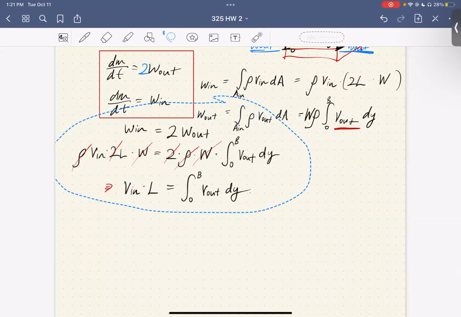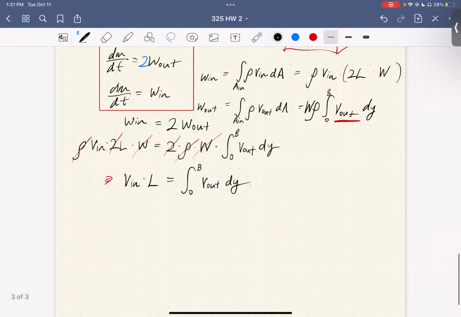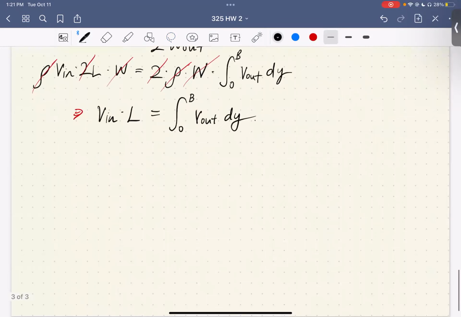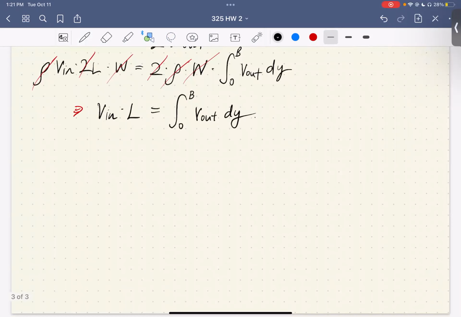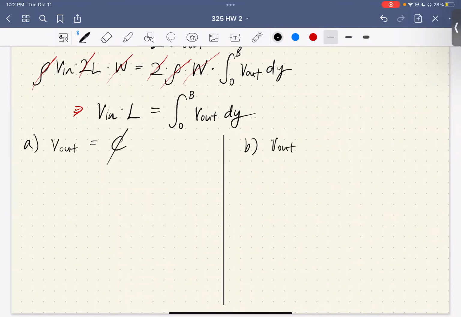So now that we have this expression, we can note that we have two different scenarios, right? We have v out is a constant, right? And this slash is to denote a constant. And then our second scenario, we know that v out is parabolic.